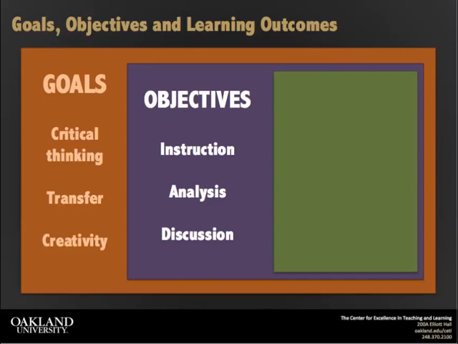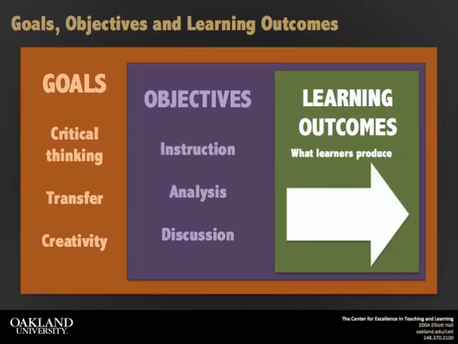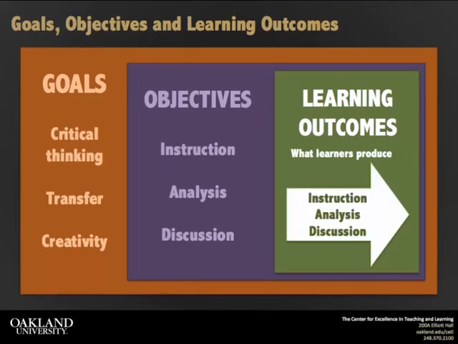If objectives are what an instructor puts into the course and plans for achieving the goals, the learning outcomes are what learners actually produce. They explain what students will be able to do because of the instruction, analysis, or discussion. Instructors assess student learning through these outcomes. Therefore, learning outcomes must be measurable and observable.